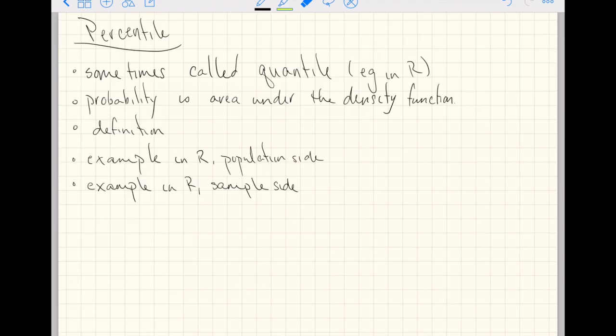I'll remind you that probability is area under a density function. I'll give you a definition. Let's have the definition show up both in pictures, symbols, and words. And then past that, we'll dive in to do an example in R, where I'll try to keep the population side, which is to represent percentiles as population parameters, in one chunk of code, and then in a separate chunk of code, I'll show you the sample side, how we can estimate percentiles as population parameters.